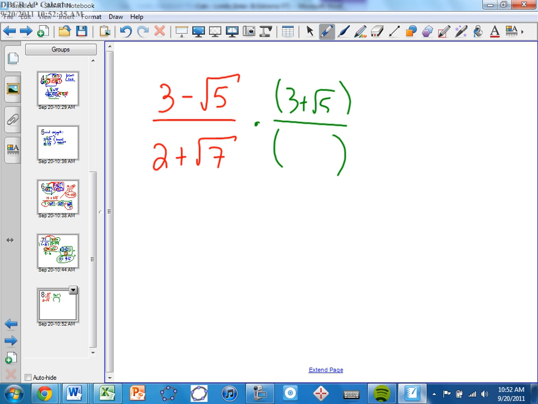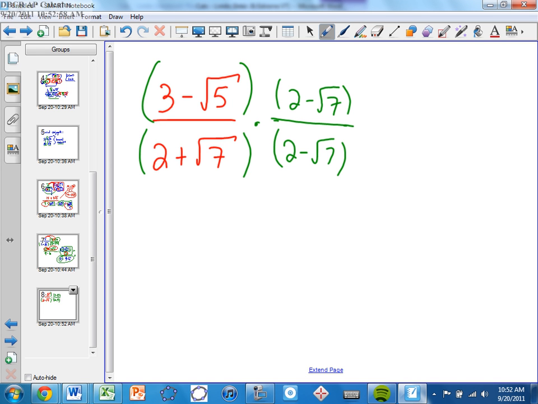I love it. 2 foils. Oh, whoops. Hold on. Uh-oh. Make believe that didn't happen. We're good. Let's try that again. I love foiling. Foiling is like the funnest thing in the world.